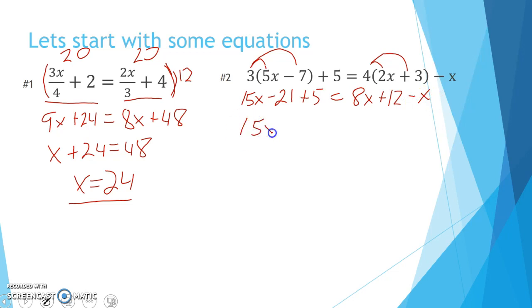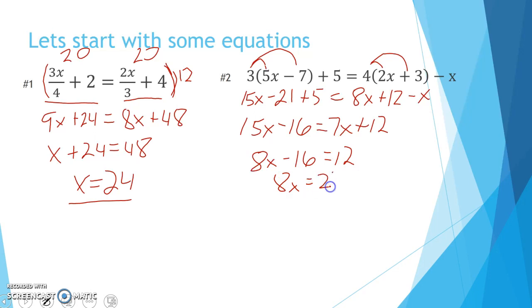On the left here, I'll have 15x minus 16. And on the right, I'm going to have 8x minus x. That's 7x plus 12. Then I'm going to put both x's on the same side. So if I subtract 7x from both sides, I'll have 8x minus 16 is equal to 12. If I add 16 to both sides, I'll have 8x is equal to 28.